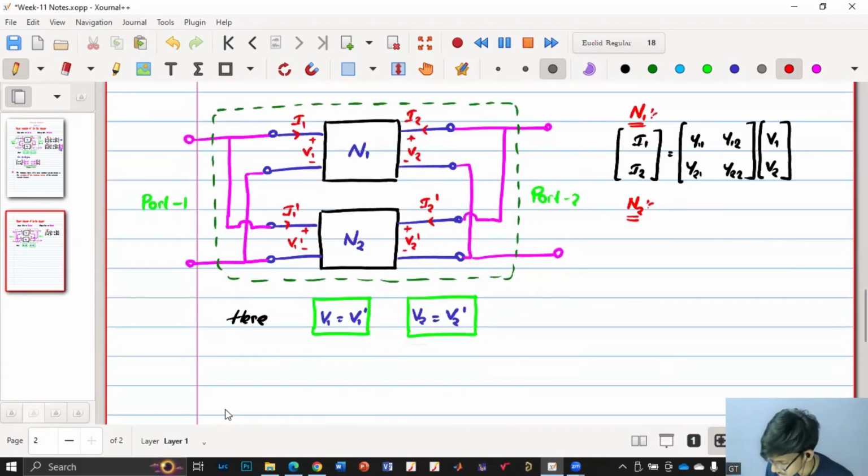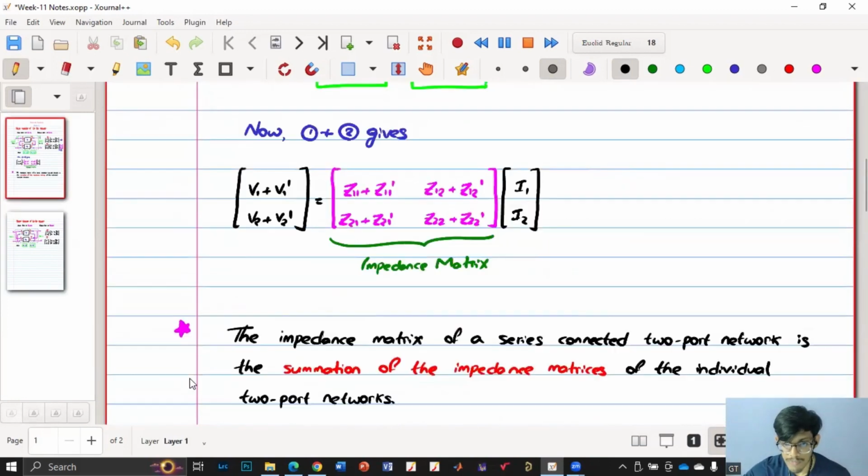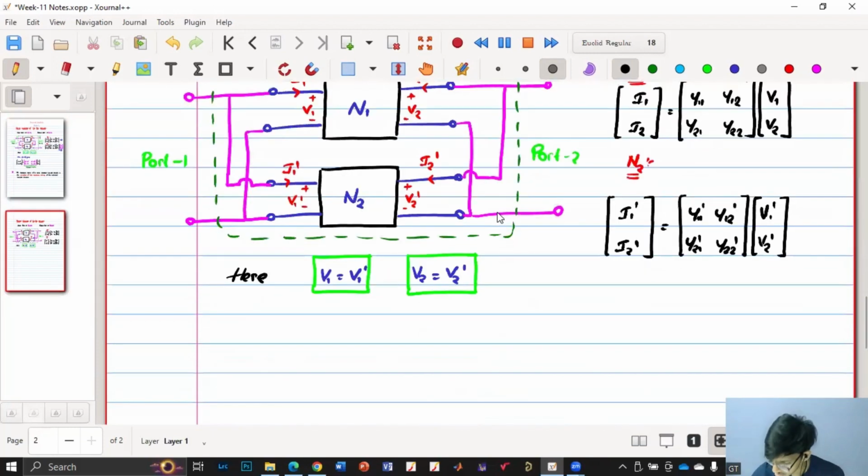Okay, so here also we have in the same way I1 dash, I2 dash equals Y11 dash, Y12 dash, Y21 dash, Y22 dash into V1 dash and V2 dash. Okay, now similarly, if you see here, we have replaced this I1 dash, I2 dash with I1, I2. The same thing we'll do here. We'll replace this V1 dash, V2 dash with V1, V2.